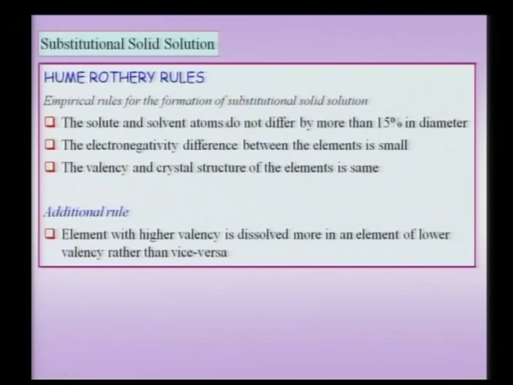The solute and solvent atoms should not differ in size by more than 15%. That means they should have as similar a size as possible. The electronegativity difference between the elements is small. The valency and crystal structure of the elements should be as similar as possible. An additional rule, which is what I was explaining now, is that the element of higher valency is dissolved more in an element of lower valency rather than vice versa.